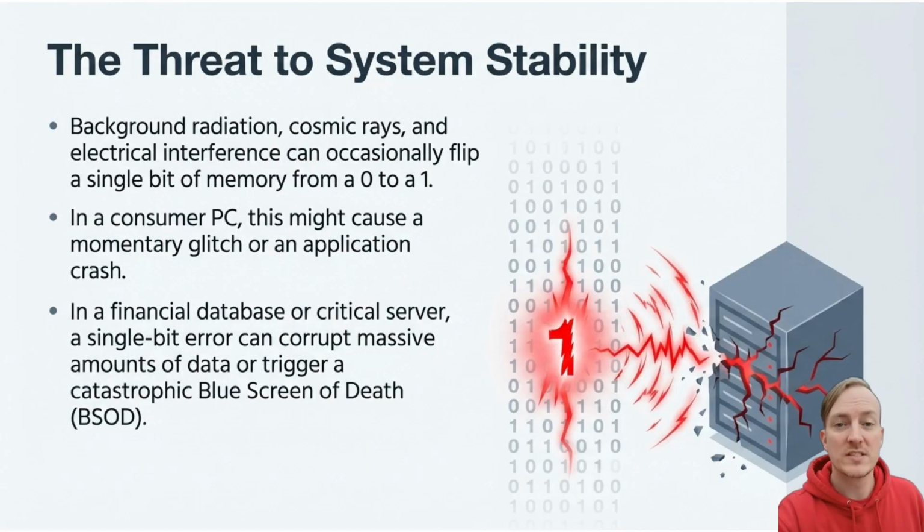Now we have to talk about stability. Believe it or not, background radiation, cosmic rays, and heavy electrical interference can literally strike your RAM and flip a single bit of data from a 0 to a 1. In a consumer gaming PC, this might cause a quick game crash, but in a Wall Street financial database, a single bit error can corrupt millions of dollars of data or trigger a catastrophic blue screen of death.